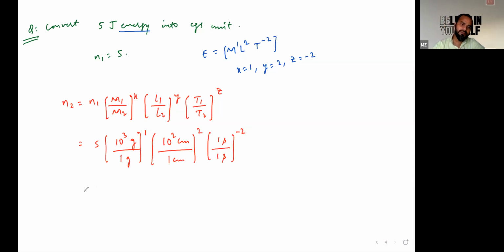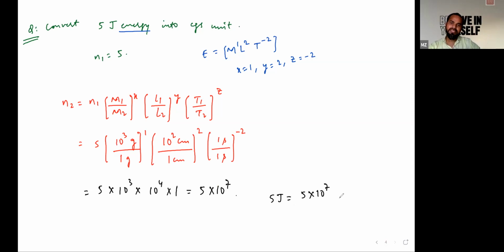On solving, it would be 5 into 10 to the power 3 to the power 1, it would be 10 to the power 3, 10 to the power 2 to the power 2, so it becomes 2 into 2, 4, and 1 raised to the power any number would be just 1. So we're left with nothing but 5 into 10 to the power 7. So how to write your answer? It would be 5 joule is equal to 5 into 10 to the power 7 in new unit. This would be your final answer.